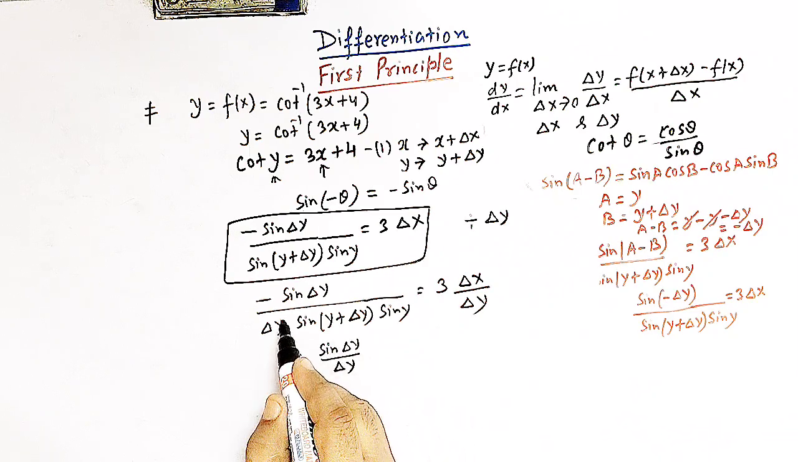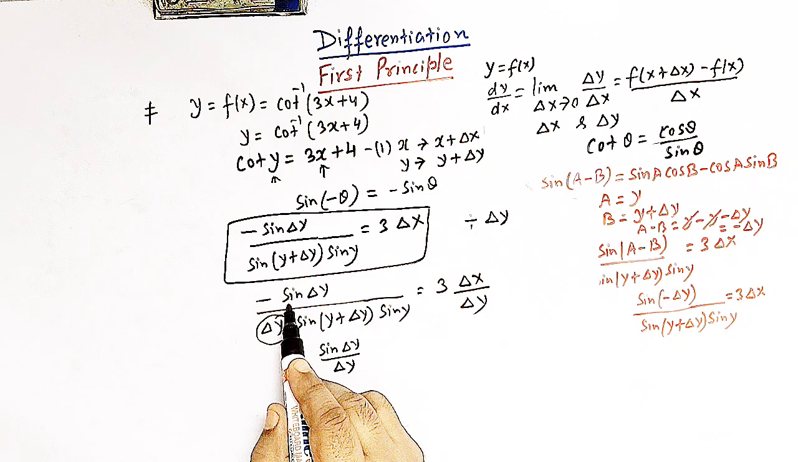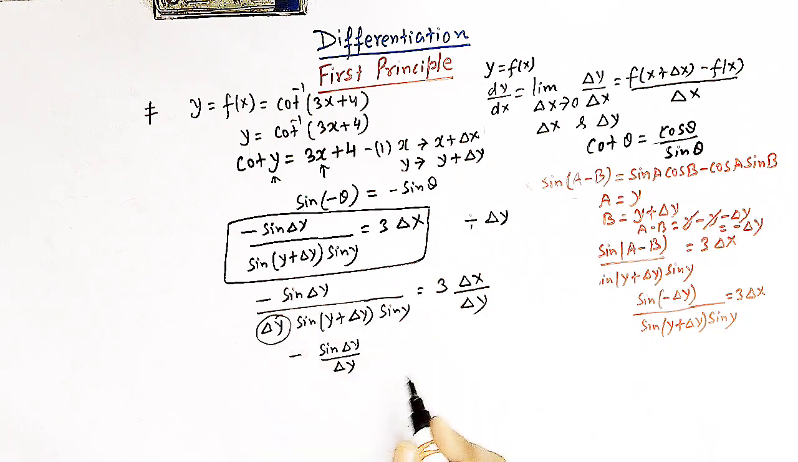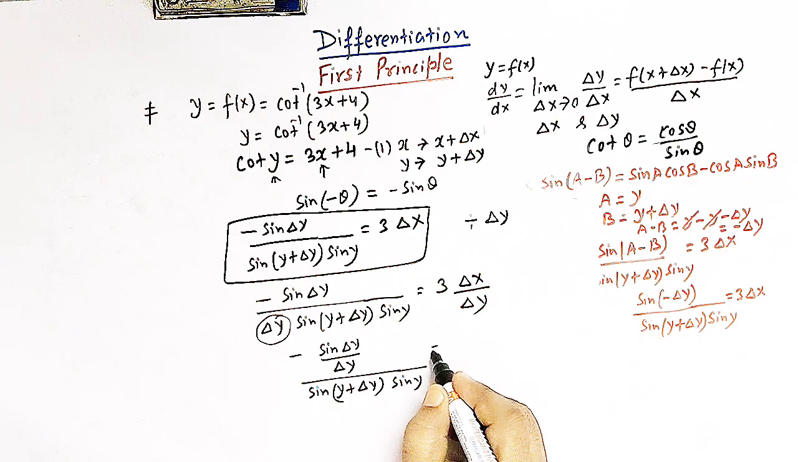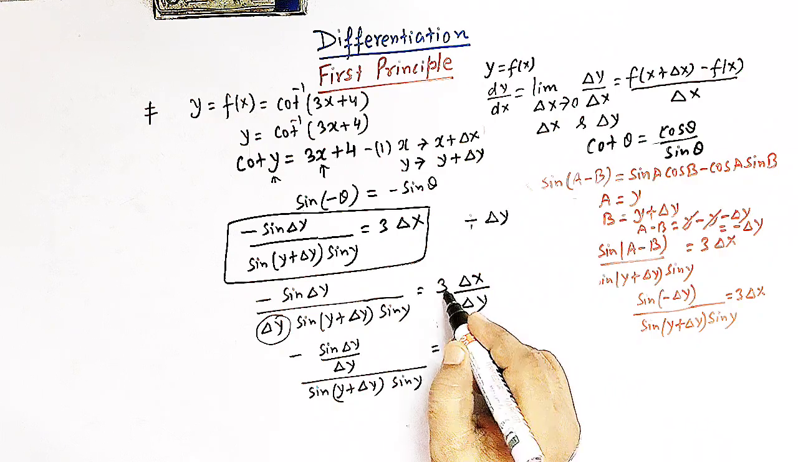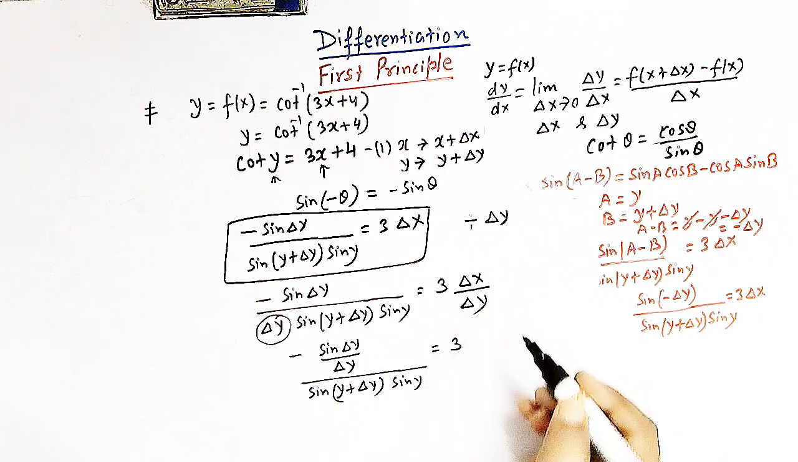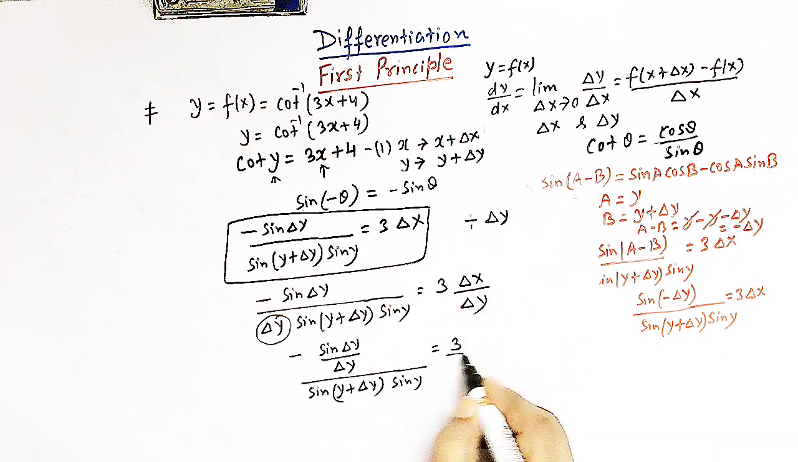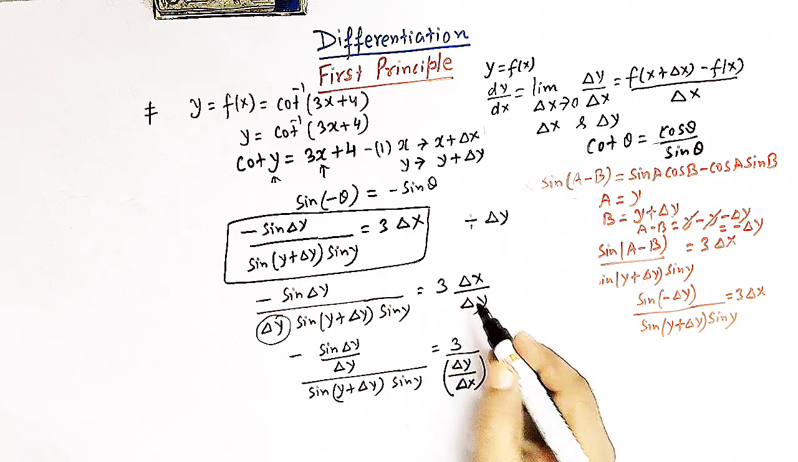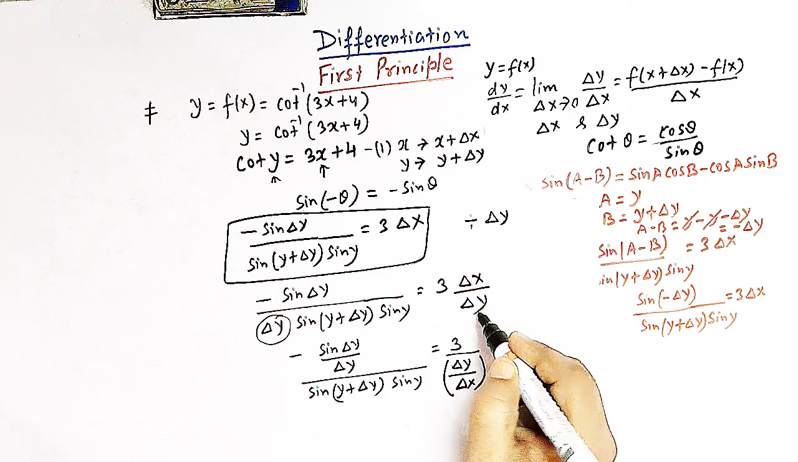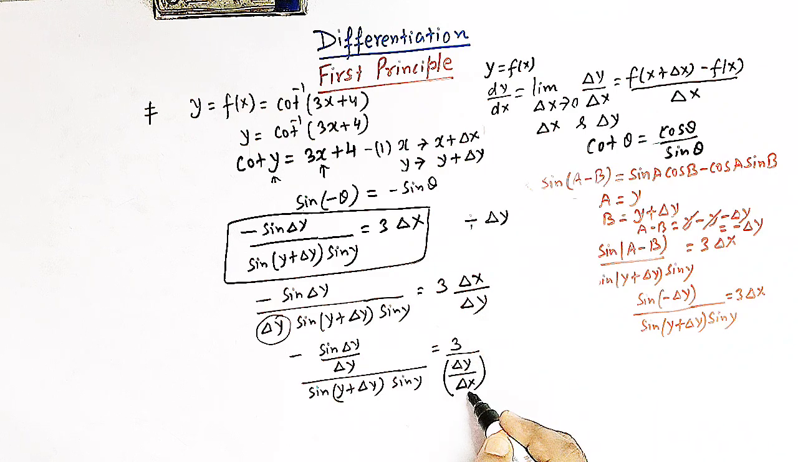Okay, now let us write this expression like this, that is minus sine delta y over delta y. So let us take this delta y in the denominator of sine delta y, and then here we have sine y plus delta y, and then we have sine of y, and here we have 3 times delta x over delta y. So delta x over delta y can be written as 1 over delta y over delta x, right? So there is no harm in writing it this way, right?